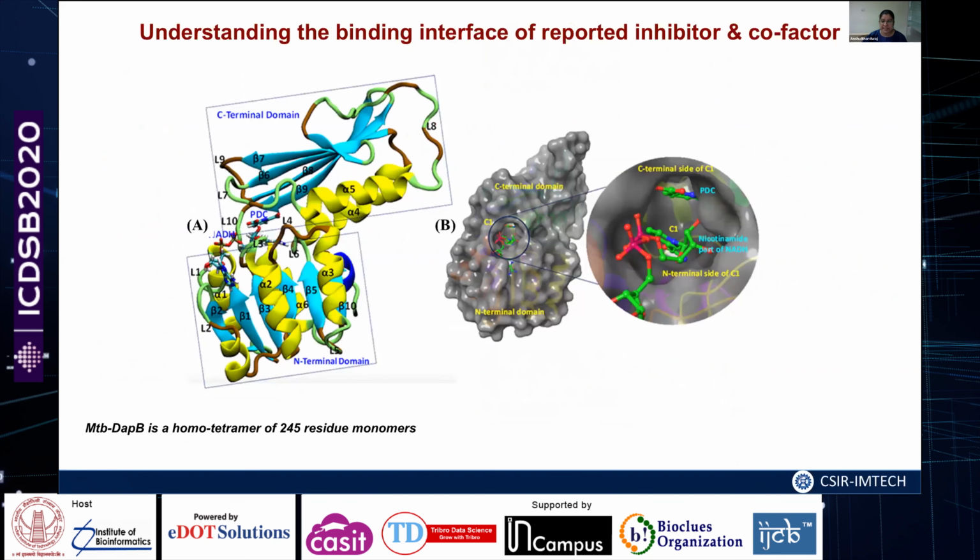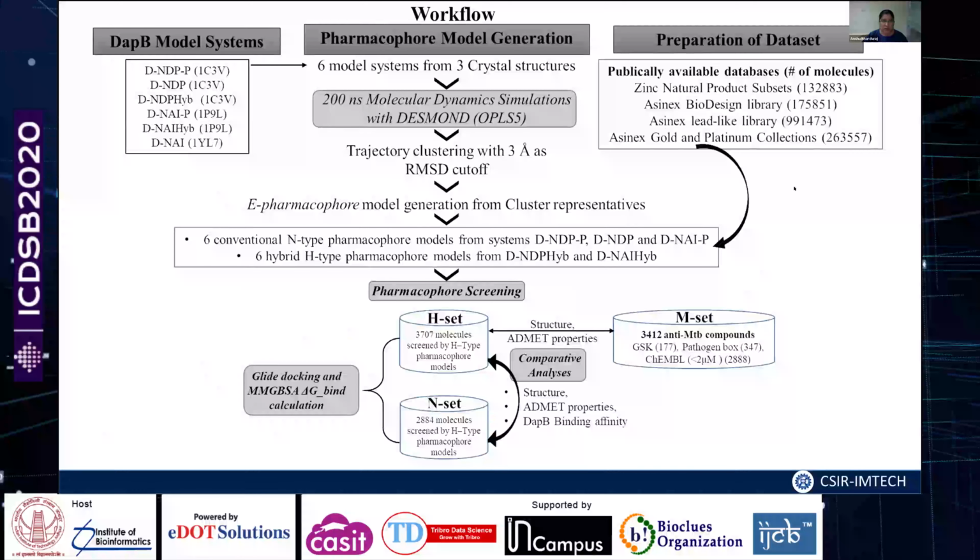And this basically is to provide you understanding of where NAD, the nicotinamide binding part, is and where PDC is. MTB DAB-B is a homotetramer, and what I have shown you here is one monomer. It has the C-terminal and the N-terminal domain, and PDC and the cofactor bind here. Zooming into the cavity, which is C1, you see that PDC is at the C-terminal side of C1 and the nicotinamide part is at the N-terminal side of C1. We took PDC, took this part, and had an isopropyl linker join the 2 as our potential interaction features. So we generated 6 model systems.